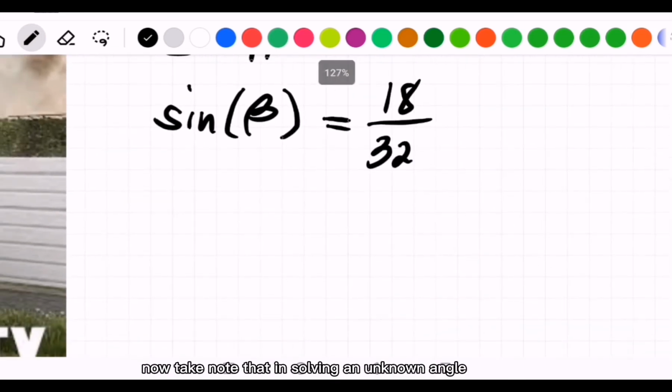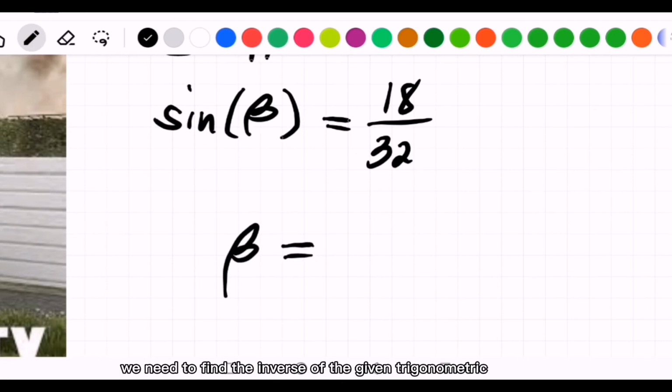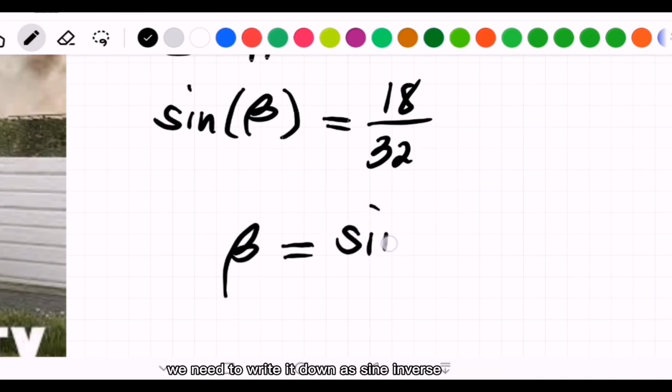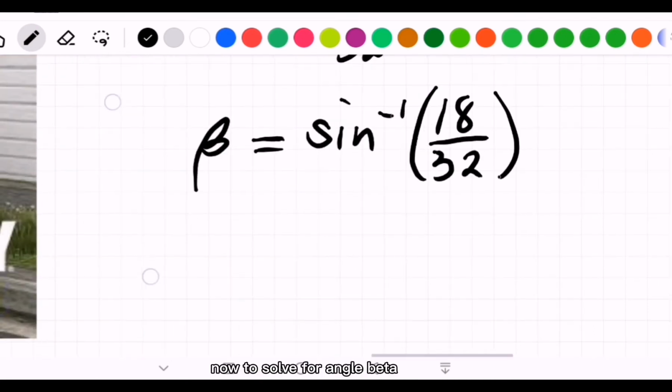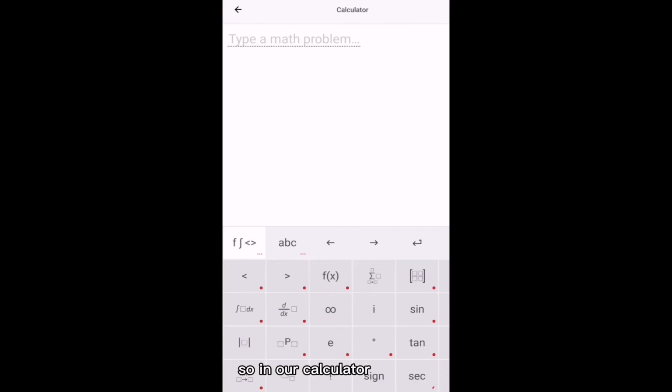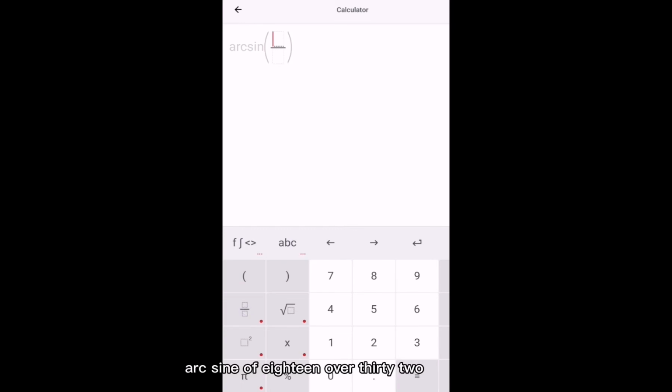Now, take note that in solving for an unknown angle, we need to find the inverse of the given trigonometric function. Right here we have sine, so if we are going to solve for the unknown angle, we need to write it as sine inverse or arcsine of 18 over 32. Now, to solve for angle beta, in our calculator, we will use arcsine of 18 over 32.